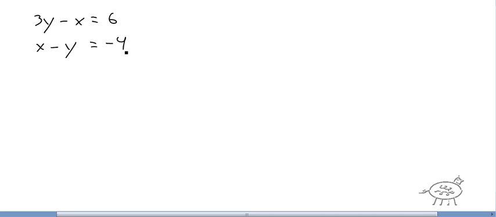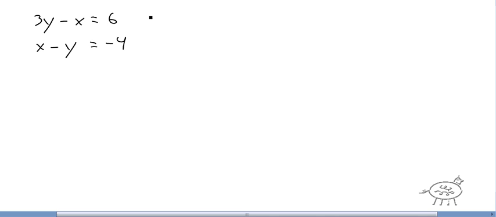Well, a couple ways you can graph this. One is you can do x and y intercepts. That's really not a bad way to go. Or you can solve for y. It's nice when the y-intercept doesn't turn out to be a fraction, because that gets a little messy. It doesn't matter if the slope is a fraction because it's just rise over run. But I'm going to solve each of these for y.